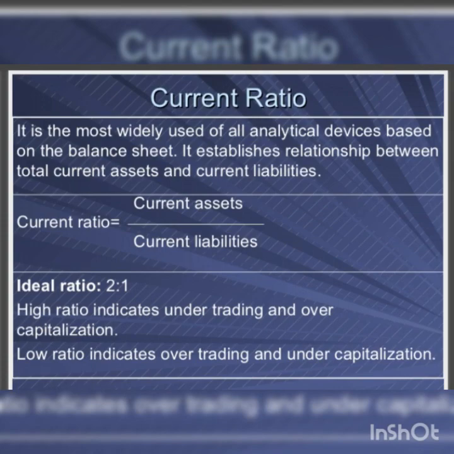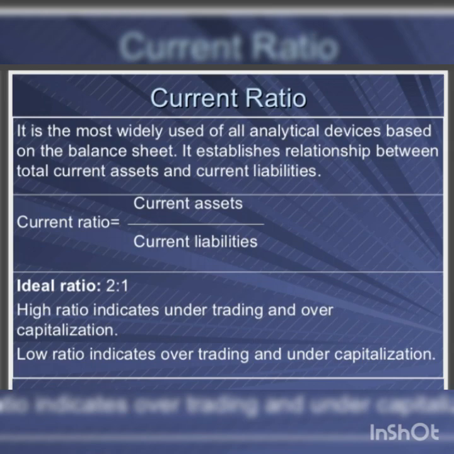Current ratio is the most widely used of all analytical devices based on the balance sheet. It establishes a relationship between total current assets and current liabilities. The ratio indicates the short term financial soundness of the company. It judges whether current assets are sufficient to meet the current liabilities or not. The company must be able to meet its current obligations out of the current assets. It should not depend upon its long term sources to pay its short term liabilities.